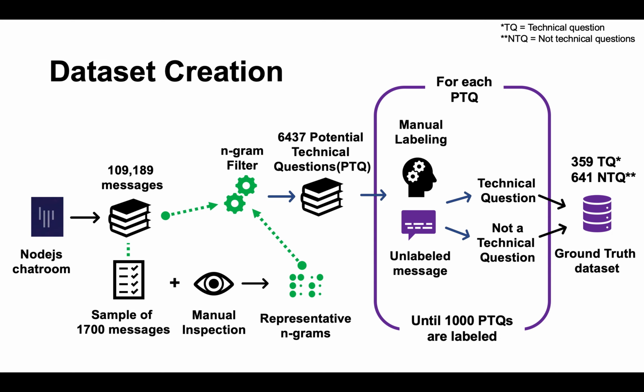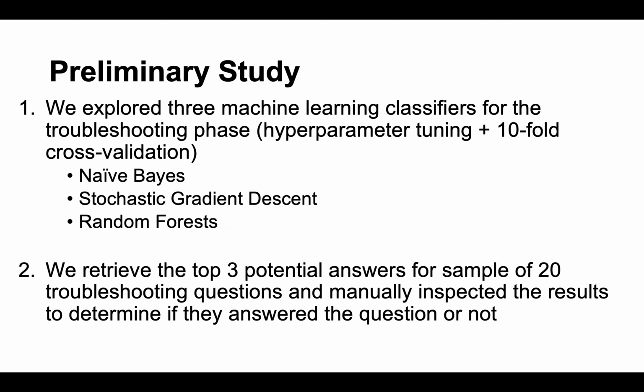After this, we started a manual labeling effort in which we labeled 1,000 potential technical questions. For each message, an author will explore the message, read through it, and determine if it is a technical question or not. After inspecting 1,000 messages, we arrived at our ground truth dataset, which contains a total of 359 technical question messages and 631 messages that are not technical questions. Having this dataset, we were able to perform our preliminary study.